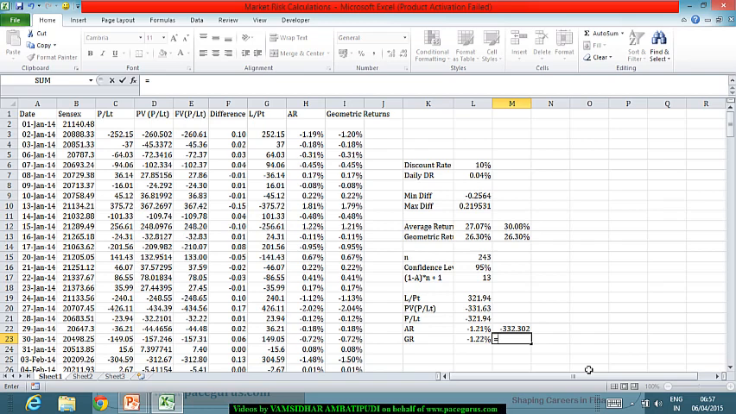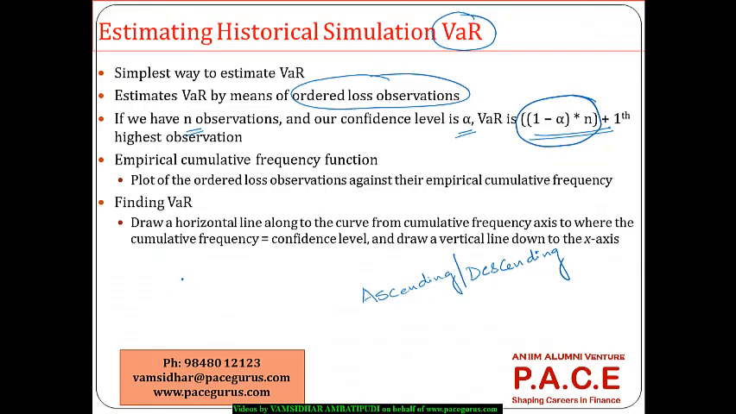P2 by P1 is e to the power of this return. So P2 will become P1 times... see, what I really want is P2. We know that using the geometric mechanism, the return RT is nothing but the logarithm of PT by PT minus 1. So PT by PT minus 1 is going to be e power RT, and PT is going to be PT minus 1 times e to the power of RT, right? So based on this, I can find out what could be the loss.